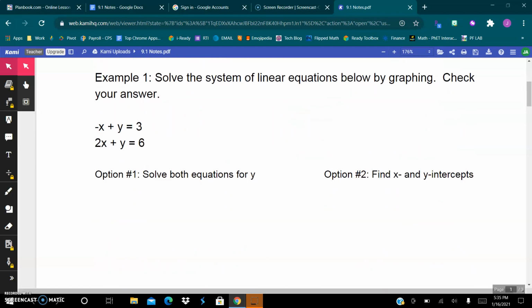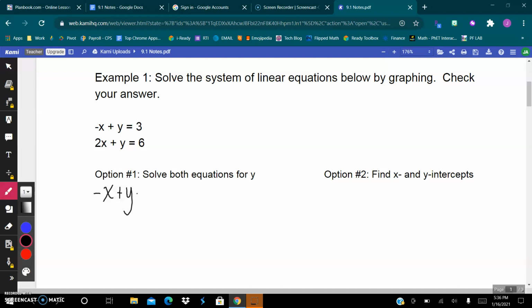For example 1, we're going to solve the system of linear equations by graphing. Check your answer. We have two different options here on how to graph. Option number 1 is to solve both equations for y. I'm just going to copy them down here, and we're just going to rearrange it.